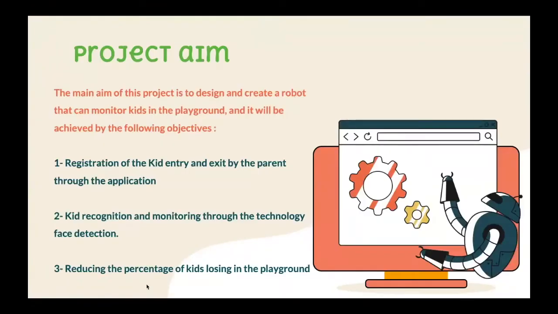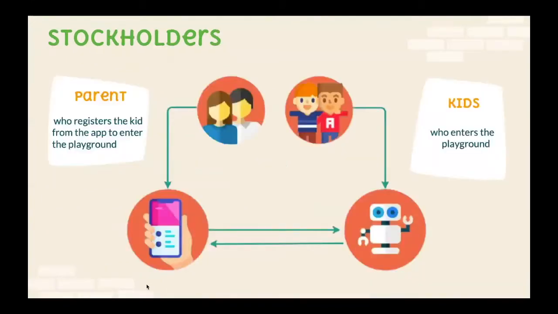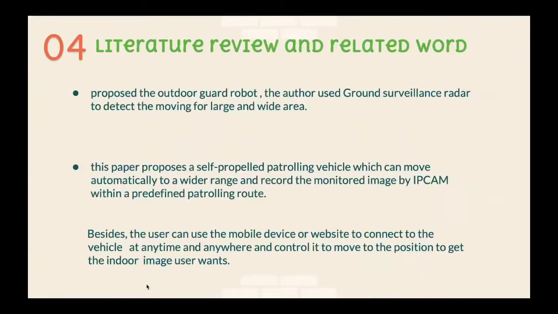After hearing our story that clarifies the area of the project, I will present to you the three main objectives, which are as follows. 1. Registration of kids' entry and exit by the parents through the application. 2. Kids recognition and monitoring through the technology section. 3. Reducing the percent of kids getting lost in the playground. Our project consists of 4 basic components. The stakeholders are parents who register the kids from the application to enter the playground, and kids who enter the playground, and the mobile application that links it to the robot system. Hi, I will continue with you the presentation. Let's review the related work.